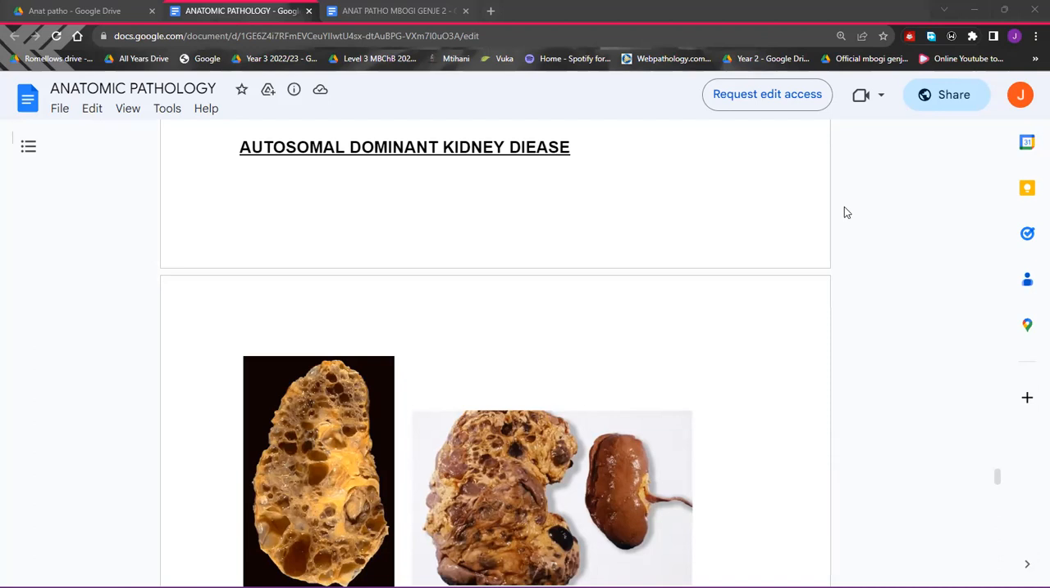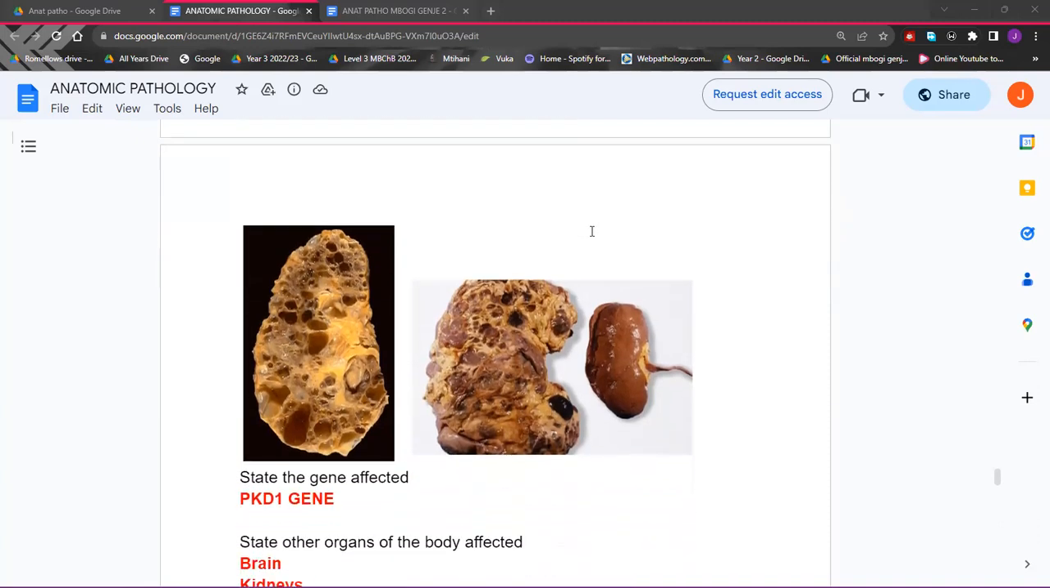Now, which gene is affected so that you get this polycystic kidney disease? Like for example, you say WT1 is affected in gene mutation causes Wilms tumor. How about polycystic kidney disease? Which gene? So we have PKD1 and 2. Exactly. You guys are doing well.